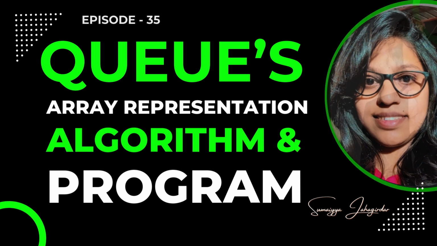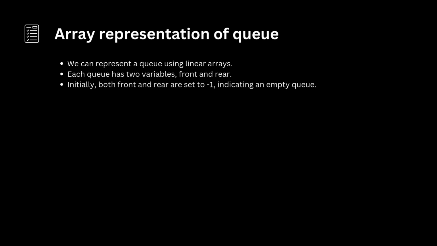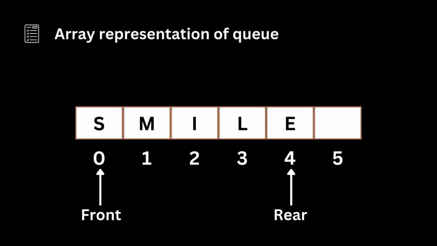We can represent a queue using linear arrays. Each queue has two variables, front and rear, which indicate position for insertion and deletion. Initially, both front and rear are set to -1, indicating an empty queue. The array representation of a queue containing 5 elements along with the corresponding values of front and rear is illustrated here.